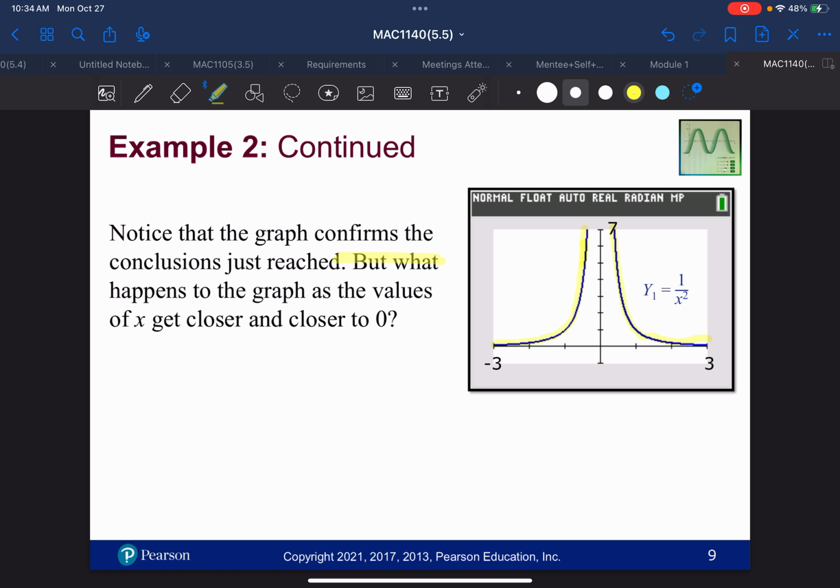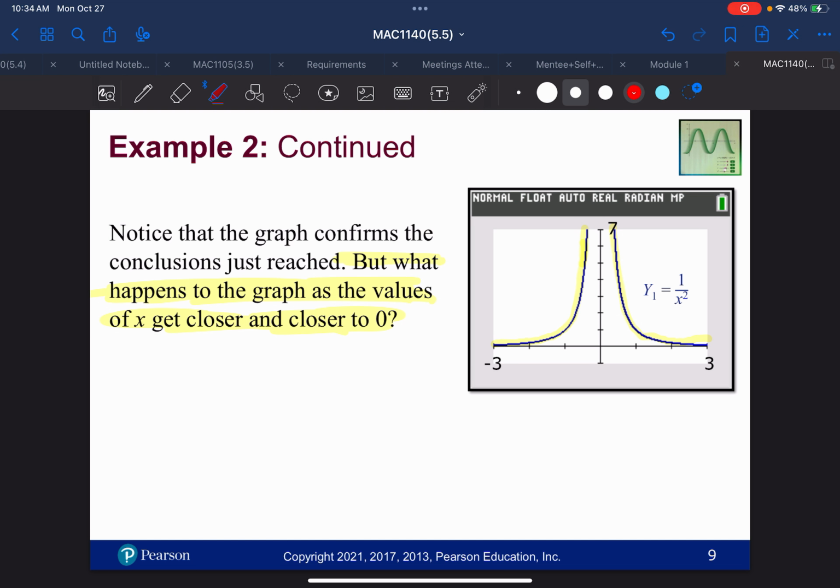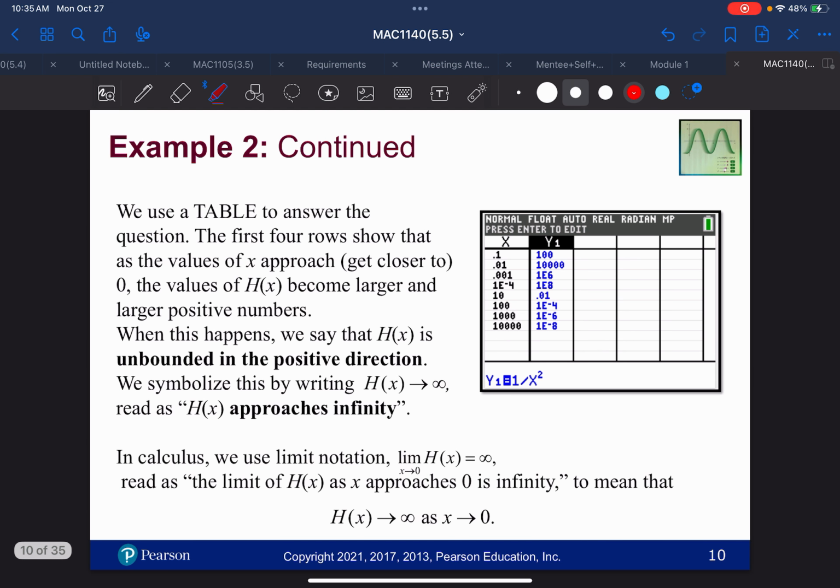But what happens to the graph as the values of x get closer and closer to 0? So if I'm trying to figure out what's happening to the graph as x is getting closer to 0, well, here's x is 0. If I'm looking from the left, as x gets closer to 0, it starts shooting up to positive infinity. And if I look from the right, as these values get closer to x is 0, it also shoots up to positive infinity. But let's look at the table.